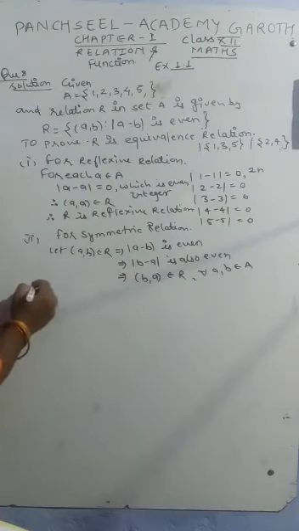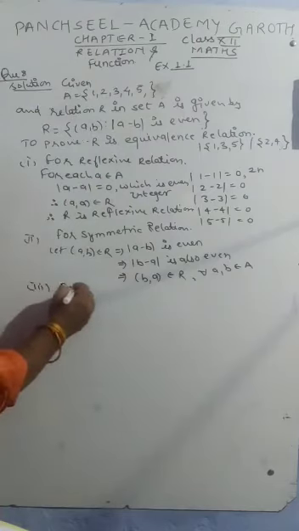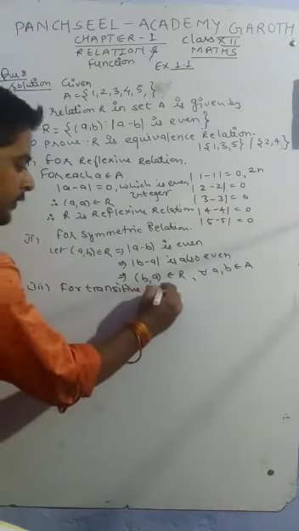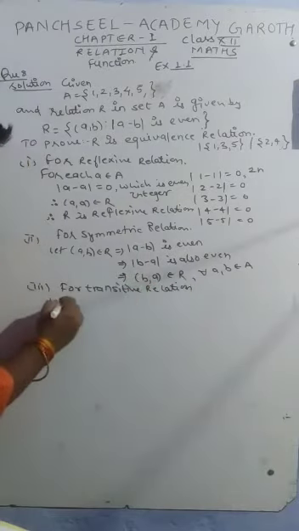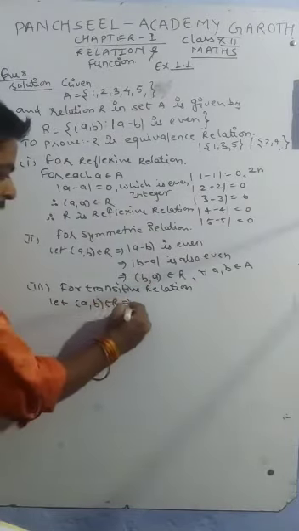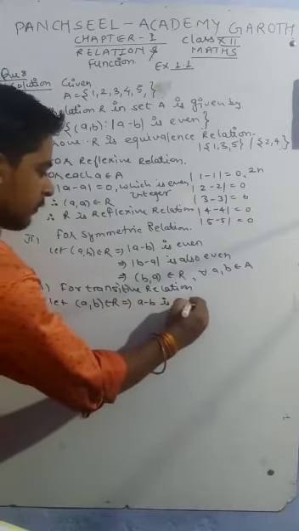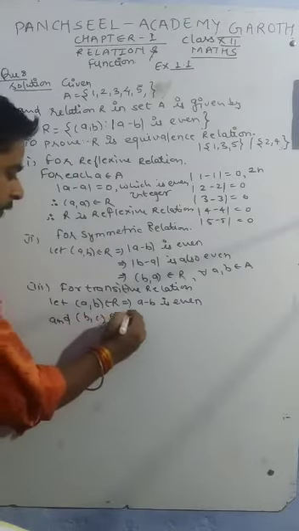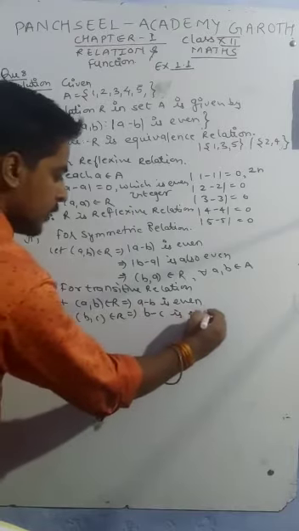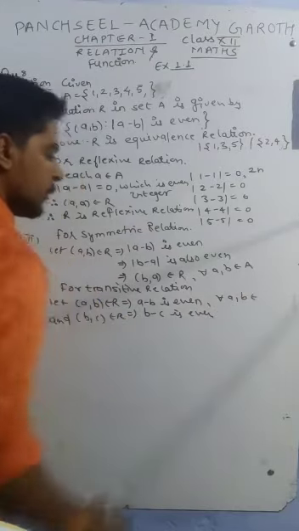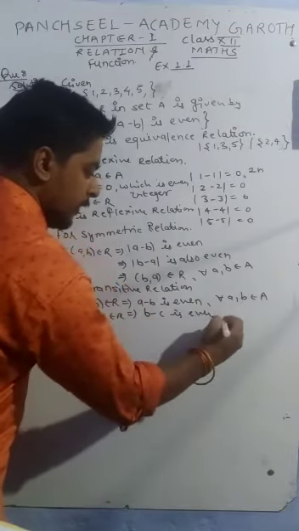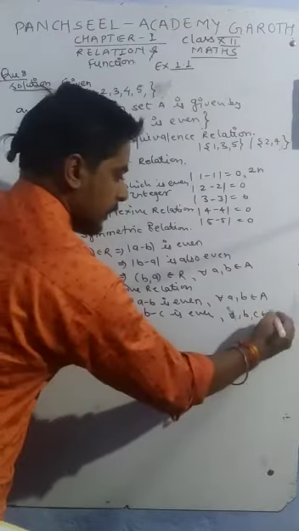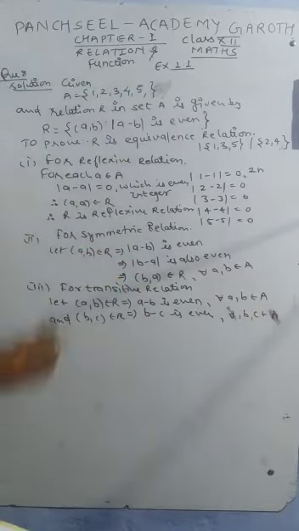Now, if we talk about the third, for transitive relation, let (A, B) belong to R. This implies that the modulus of A minus B is even, and (B, C) belongs to R. This implies that the modulus of B minus C is even, for all A, B, C belonging to A. It means that all the elements are taken from the set A.